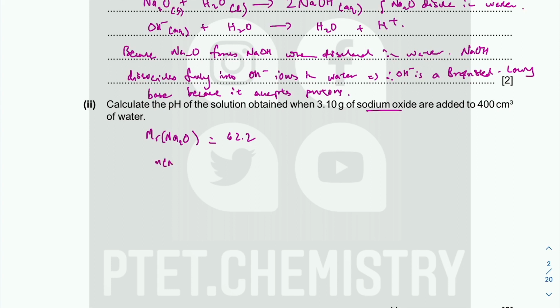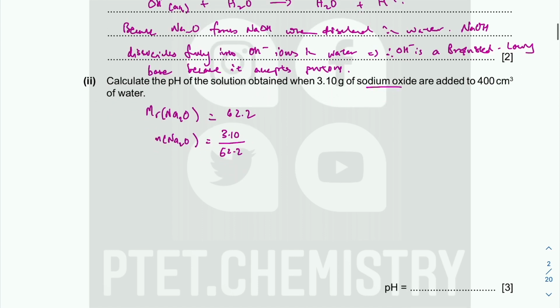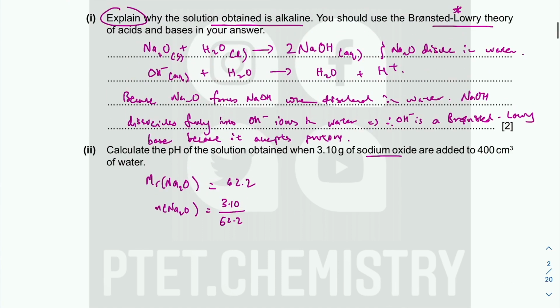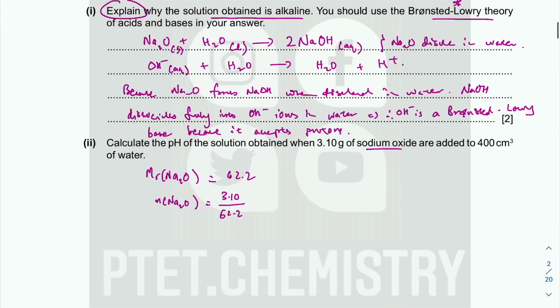So the mole of Na2O is 3.10 over 62.2. So that's the mass over the MR, that's the mole. And then the concentration, so what do I need? I do need this balanced equation, because if I want to work out the pH of the solution, which is essentially NaOH, I need the mole of NaOH, I need the concentration of NaOH relative to that. So from the balanced equation, the mole of the NaOH relative to the Na2O is going to be 2 of the NaOH is formed from 1 of the Na2O.